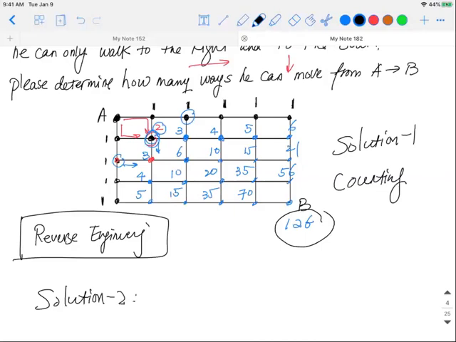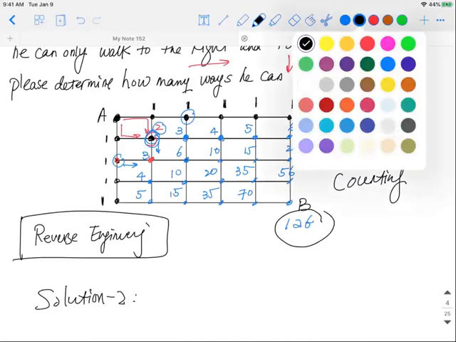Is there a more straightforward way for us to figure out how many ways from A all the way to B? Instead of doing this kind of counting one by one, is there a more analytical way for us to figure out how we're going to let Peter go from A all the way to B? Think about it this way. At the end of the day, regardless of how Peter walks, Peter is going to do what? Let's try to do from here.